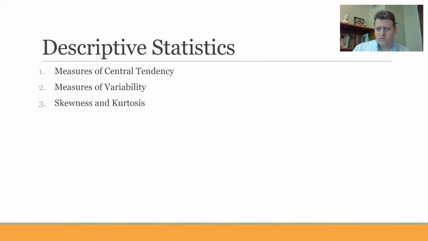So what we're going to do in descriptive statistics, we're going to talk about the 4 moments of a data set, which are the central tendency, variability, skewness, and kurtosis.